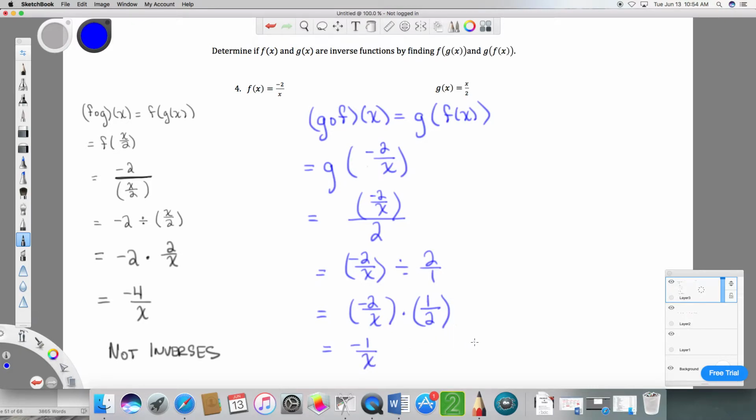So had I done this one first, I would have concluded they are not inverses either. So technically, as soon as I get something that's not equal to x, I can stop and say, no, they're not inverses. But I didn't know at the beginning of this problem, on your homework solution, did you find f of g first, f composed with g first, or g composed with f? So this way I've covered everybody's solution.